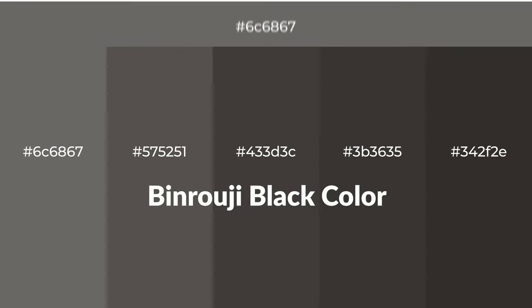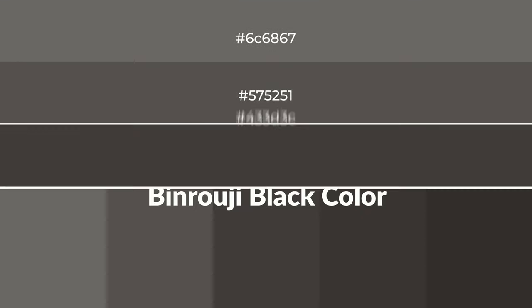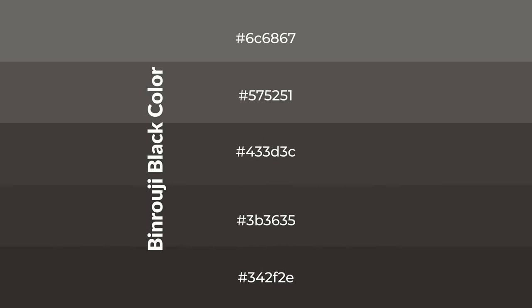Warm shades of Binrouji Black color with gray hue for your next project. To generate tints of a color, we add white to the color. And tints create light and exquisite emotions. To generate shades of a color, we add black to the color, and it is used in patterns, 3D effects. Layers and shades create depth and drama.